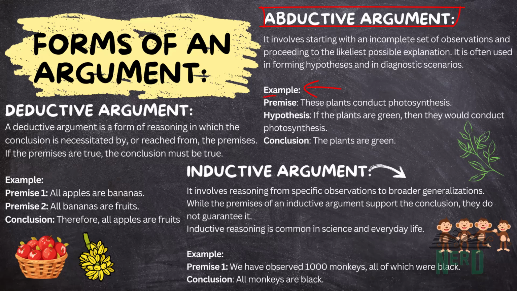Example: Premise: these plants conduct photosynthesis. Hypothesis: if the plants are green, then they would conduct photosynthesis. Conclusion: the plants are green. This example uses abduction to infer that the plants are green based on their ability to photosynthesize, which is a likely but not exclusively necessary characteristic.